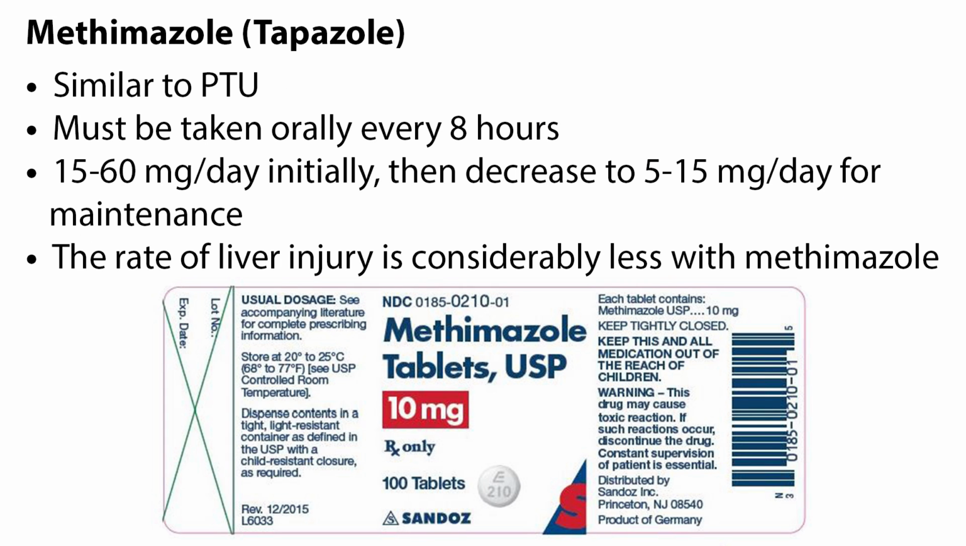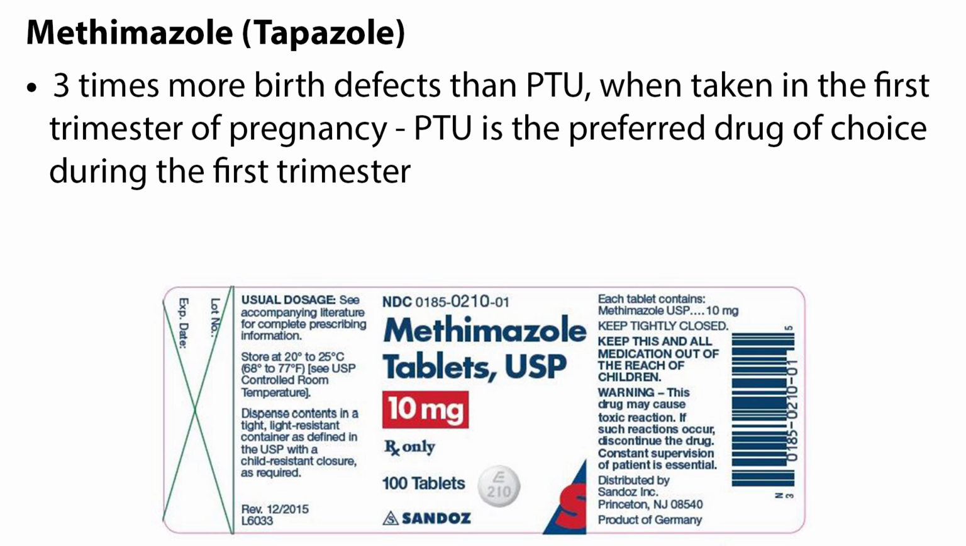Methimazole, or Tapazole, is similar to PTU and must also be taken orally every 8 hours. The patient is given 15 to 60 milligrams per day initially. Then it decreases to 5 to 15 milligrams per day for maintenance. The rate of liver injury is considerably less with methimazole. However, it has shown 3 times more birth defects than PTU when taken in the first trimester of pregnancy. Therefore, PTU is the preferred drug of choice during the first trimester.